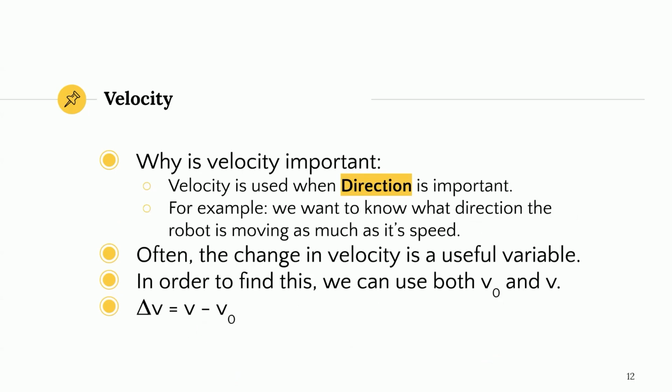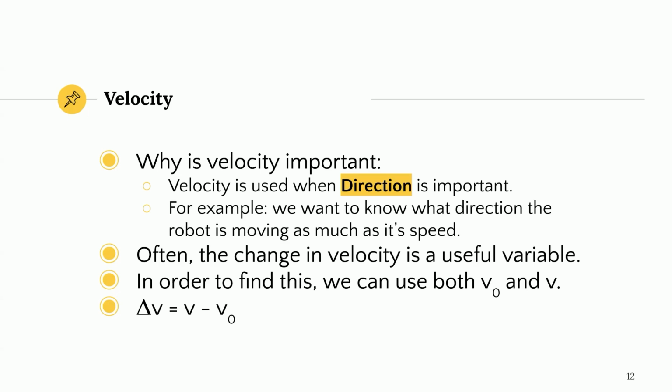So why is velocity important? Velocity is used when direction is important. For example, we want to know what direction a robot is moving as much as its speed. We care about its speed, but we also don't want it running backwards. We want to make sure that the direction and speed are both important here.